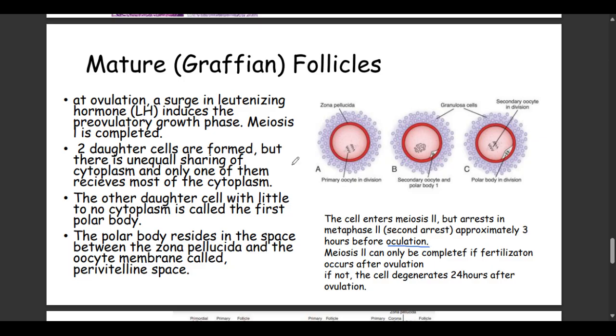Okay, so two daughter cells are formed, but there is an unequal sharing of the cytoplasm, and only one of them receives most of the cytoplasm. The other daughter cell with little to no cytoplasm is called the first polar body.